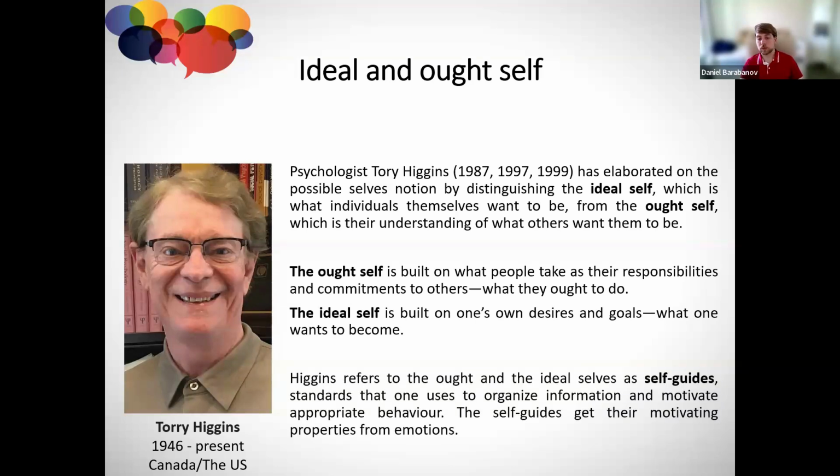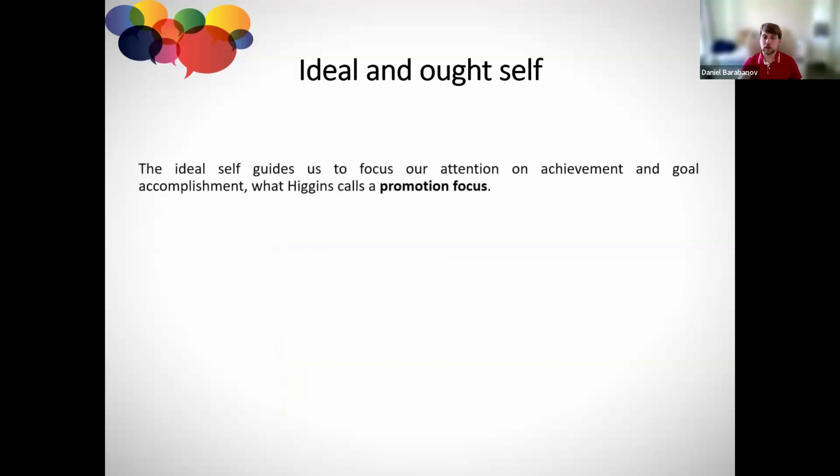So Higgins refers to the ought and ideal self as so-called self-guides. So basically it's standards which we use to organize information and motivate ourselves, right? So I can have different self-guides based on what I prefer, the ought self or ideal self. So it creates different guides. The ideal self guides us to focus our attention on our achievement and goal accomplishments, right? I want something, I set certain goals, I move towards them, and I achieve them, right? And it's so-called promotion focus.